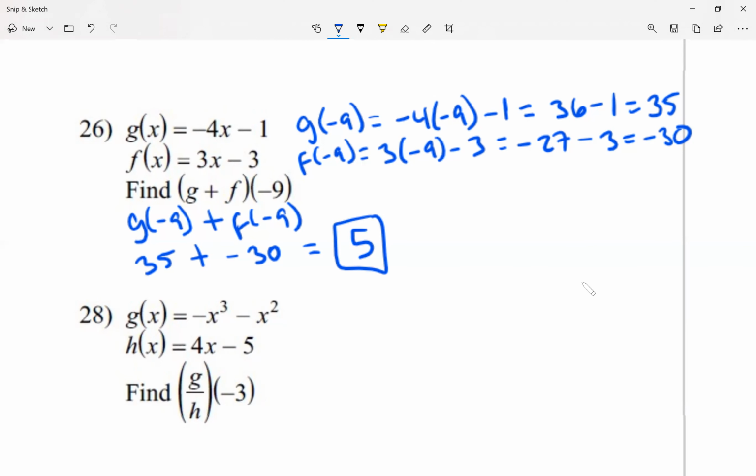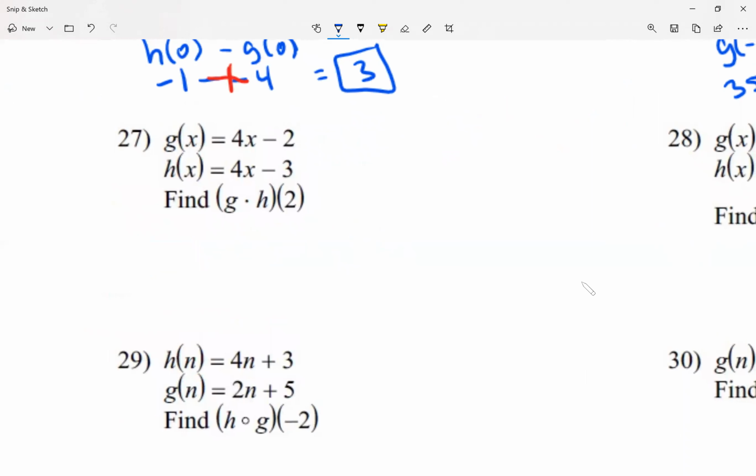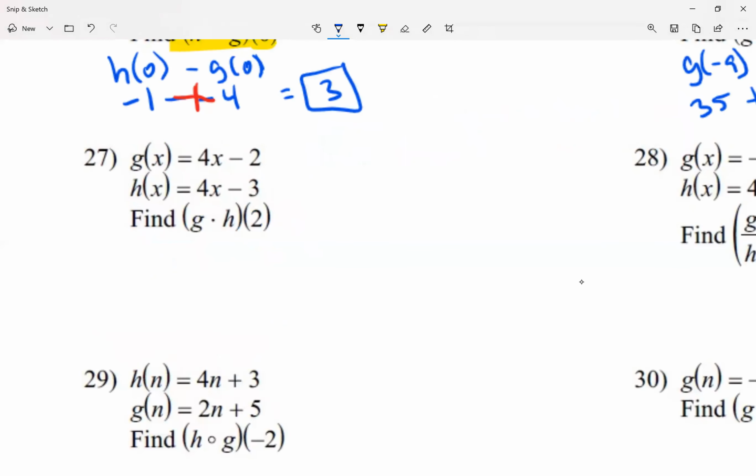All right, let's take a look at question number 27. I want you to do g times h of 2. That little dot in between g and h is going to represent times. So I have to do g of 2 times h of 2. So let me find out what g of 2 is first.